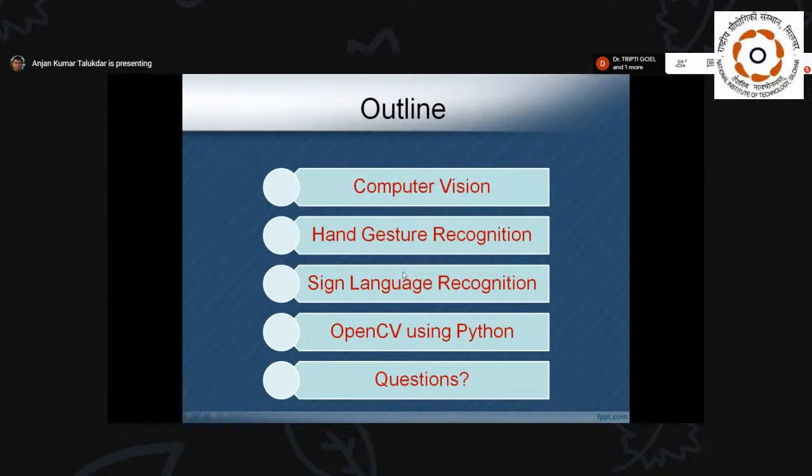Then one of the major applications of hand gesture recognition is sign language recognition. So I'll talk on that also. Then also talk about some research problems in both these fields. And then finally, I'll show you how to implement some practical computer vision system using OpenCV on Python. So finally, I'll take your questions.